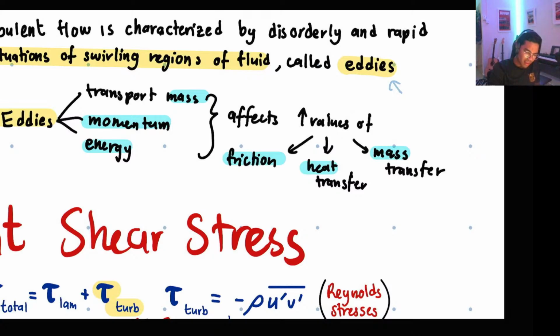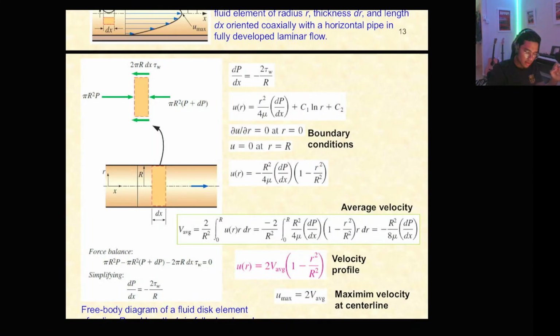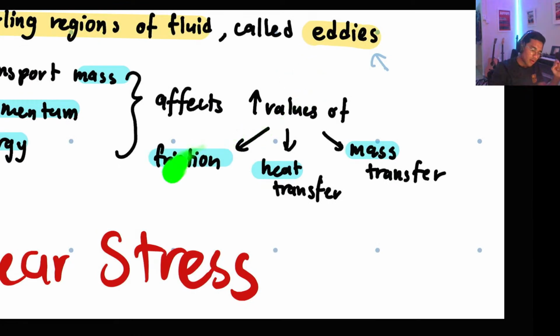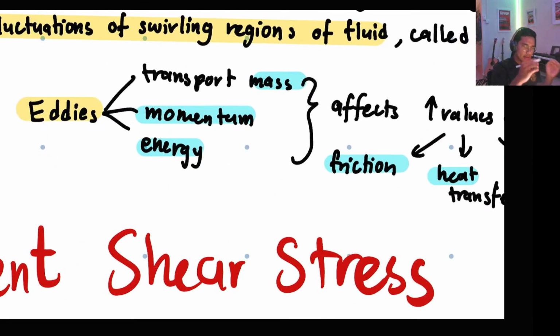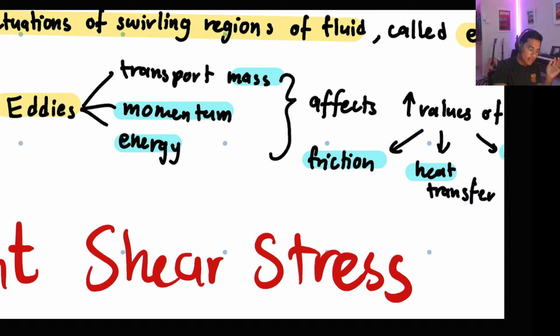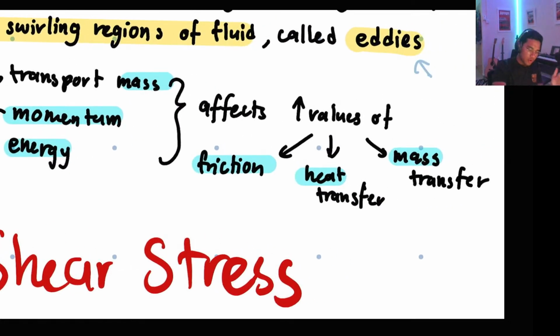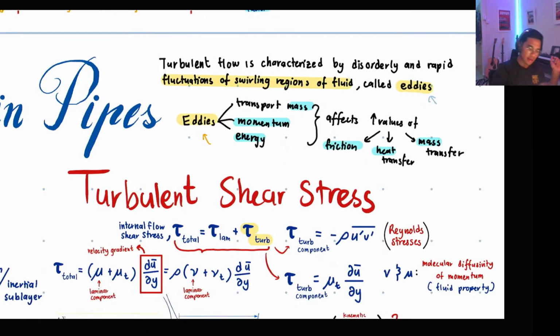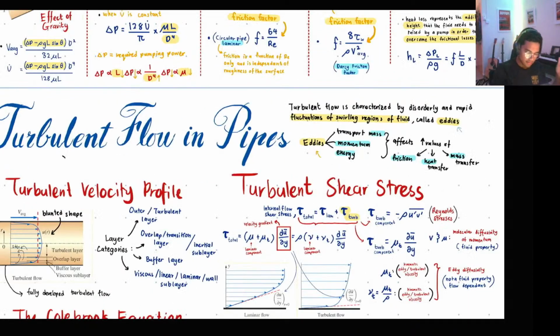The effects on values of friction: the higher, well, higher values. Oh, okay. So the addition of eddies in the flow would raise the friction, the internal friction, the heat transfer, and also the mass transfer, because the fluid acts differently and is unstable. Okay, so that's the basic principle of turbulent flow.